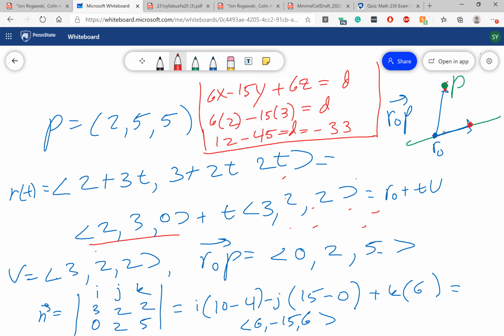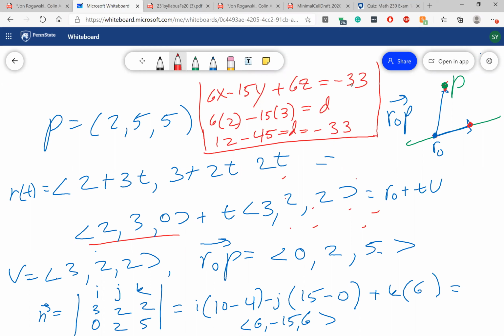Professor, when doing the cross product, I crossed R0P cross V. That's why I got the normal vector opposite from yours, and my equation is all opposite signs. Is that okay? Yeah, because you have opposite signs on this side of the equation, but you're also going to have 33 instead of negative 33. Yes. Okay.